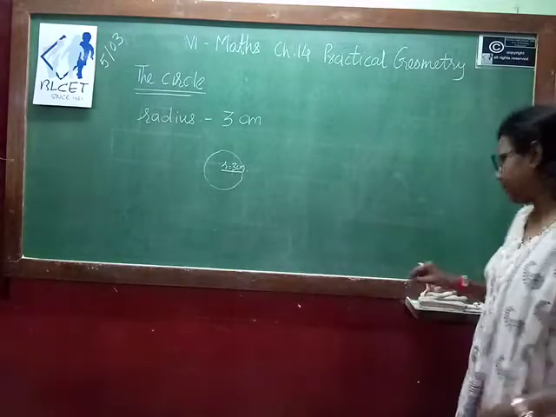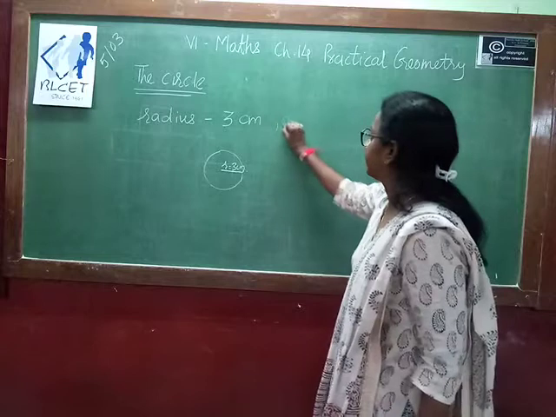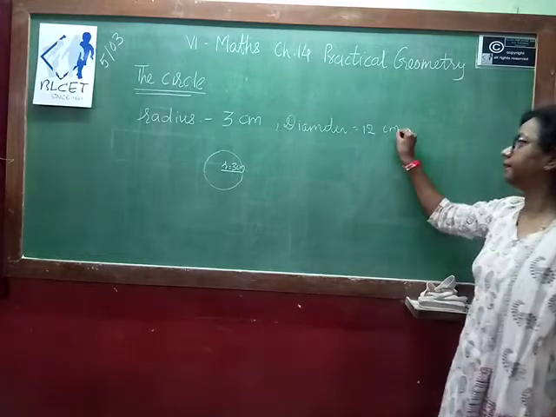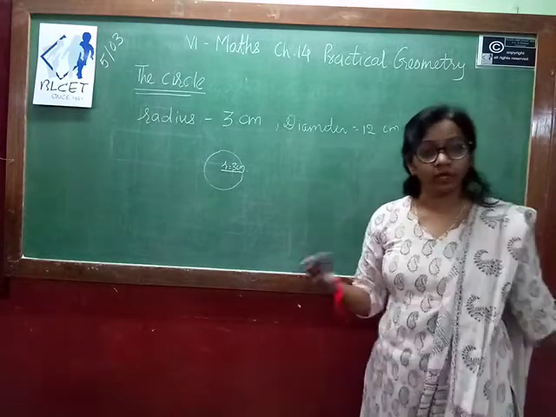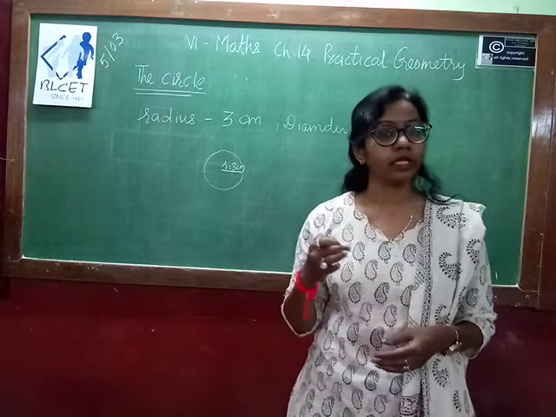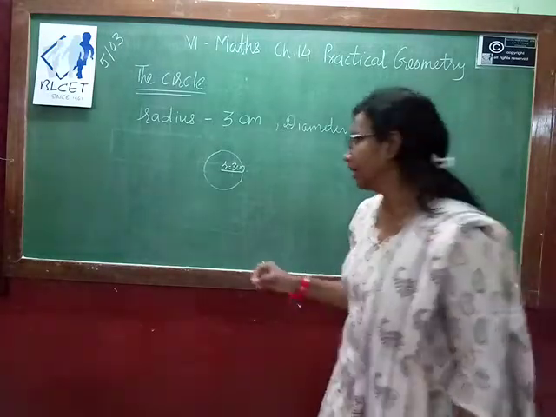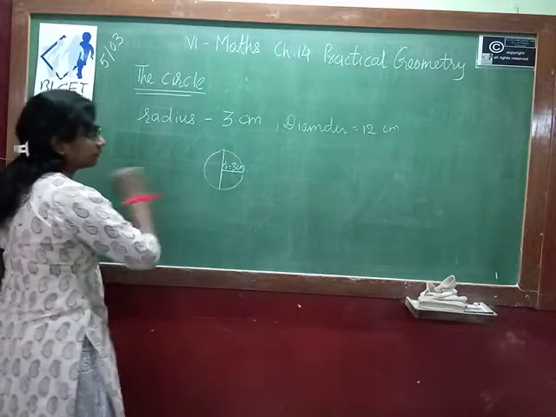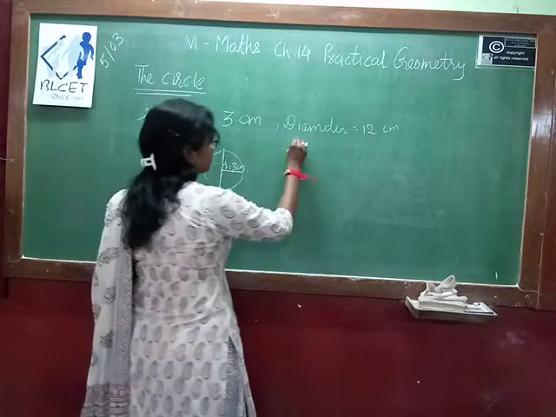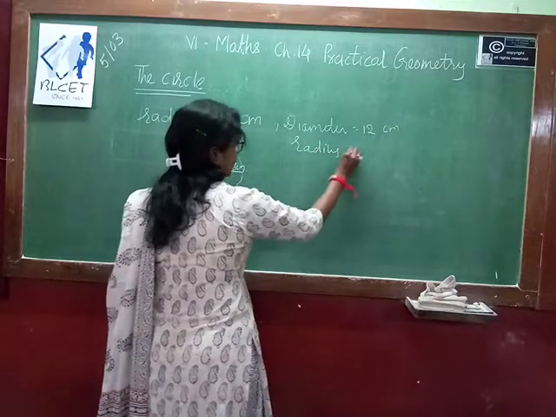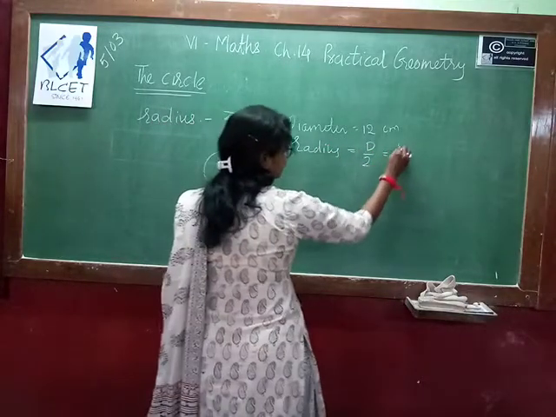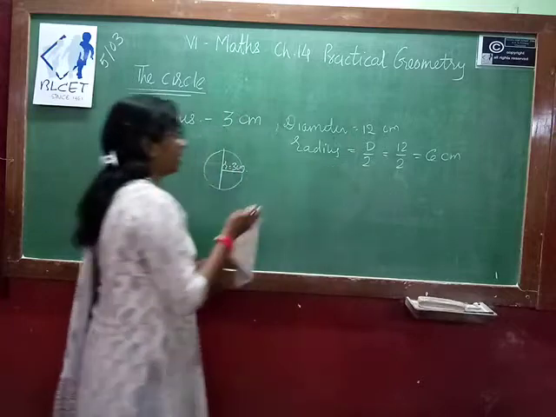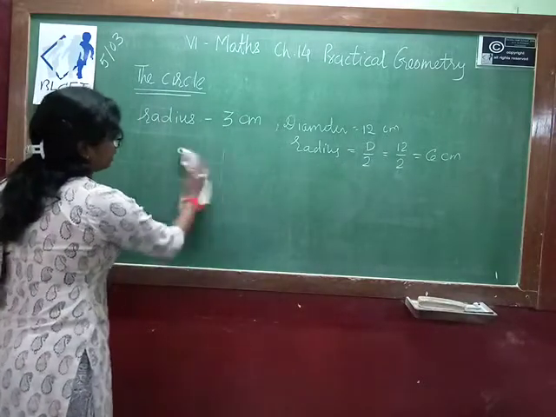Suppose you don't know the radius, but you are directly given the diameter of 12 cm. So you know that diameter means what? Double of the radius, and radius means what? Half of the diameter. We know the diameter is the longest line segment which passes through the center of the circle. If it is 12 cm, what is your radius? Radius is half of the diameter, which is equal to 12 divided by 2. So what is your answer? 6 cm.